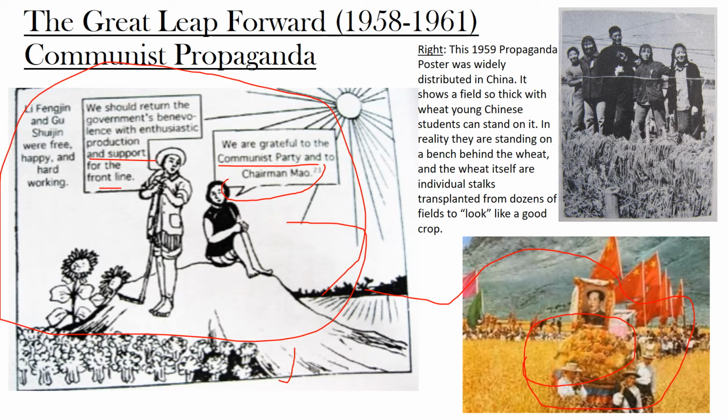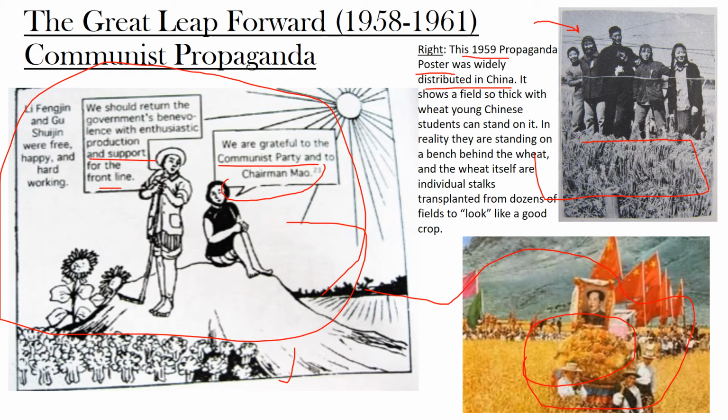And then this is a really famous photo from this time period. In order to use propaganda to show how much food was being produced, this was published in 1959, one year after the beginning of the Great Leap Forward, and it was widely distributed in China. This became a very popular photo that the Communist Party mass-produced and sent everywhere and put in newspapers. The idea here was it was supposed to show a field so thick with wheat, so productive, that these children, these teenagers, are standing on top of the wheat, like standing on top of grass, and they're not even sinking into it.